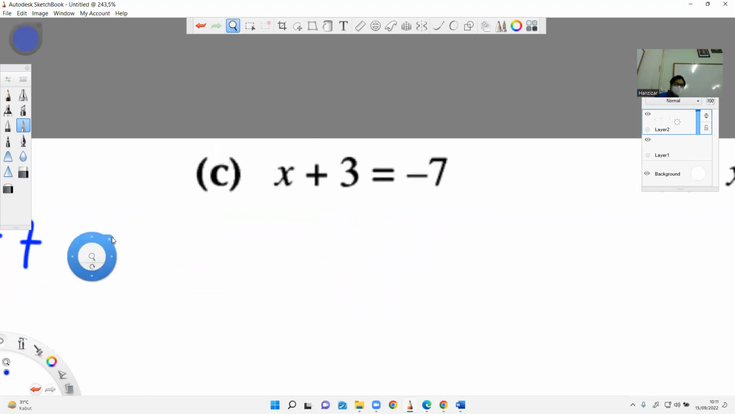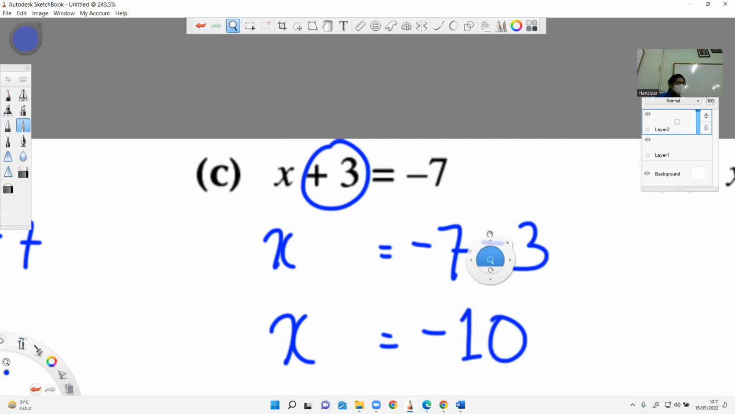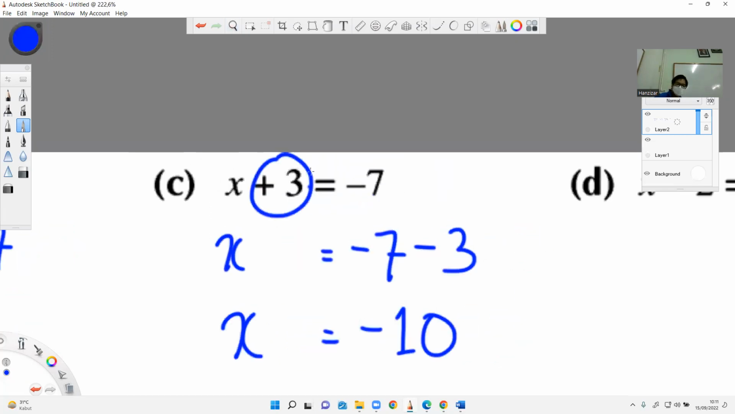Now, what number do you want to change? The plus 3. So negative 7 stays. You don't have to change anything about the number that you don't move anywhere. Negative 3, right? You go down 7, go down further by 3. Negative 10. Understand, guys? Okay, you move the 3 to the right side.